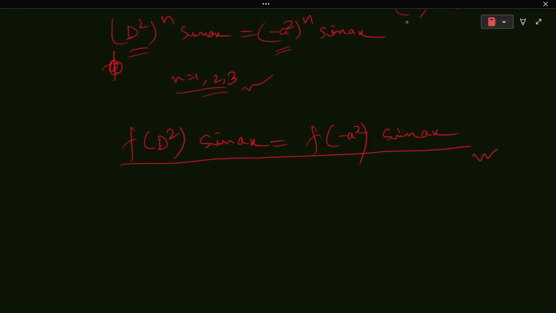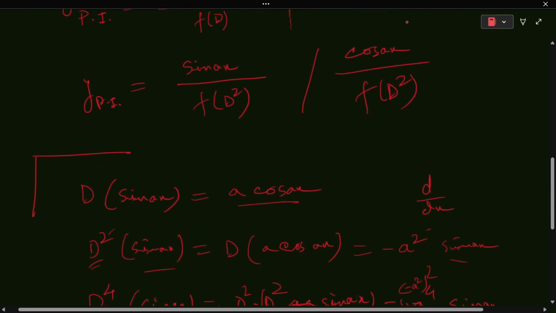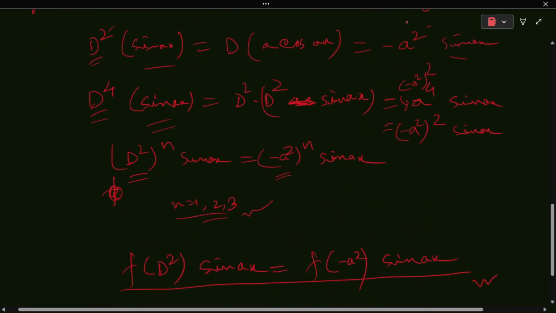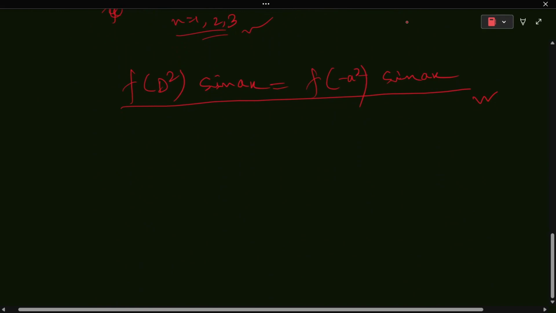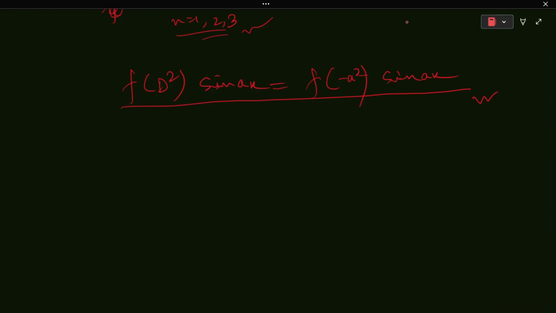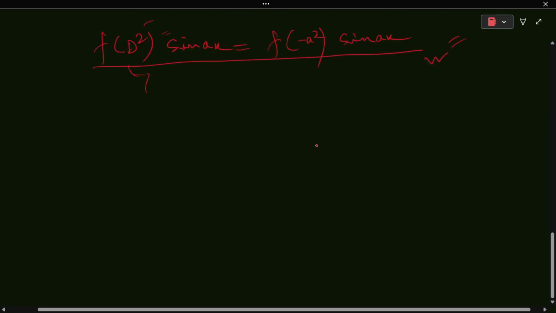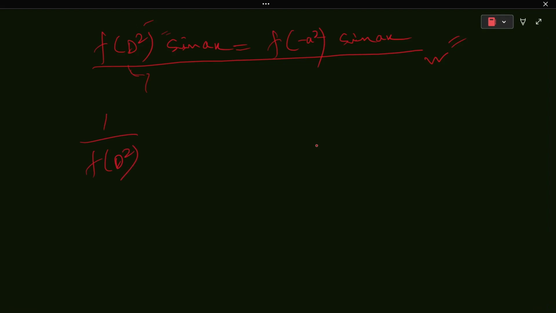But what I need to find is sin x by f of d square. How are we going to find it? Multiply both sides by 1 by f of d square. So we will have, on the left hand side, sin x equal to 1 by f of d square, f of minus a square, into sin x.